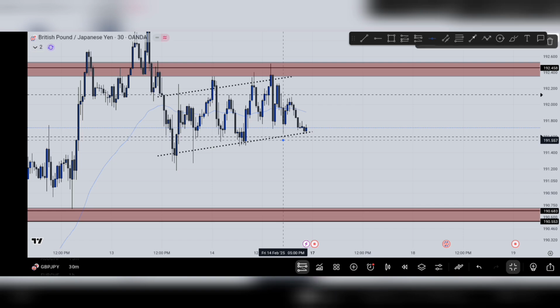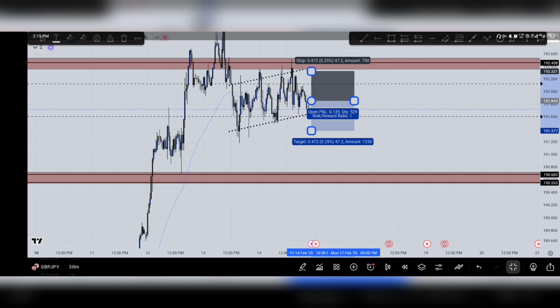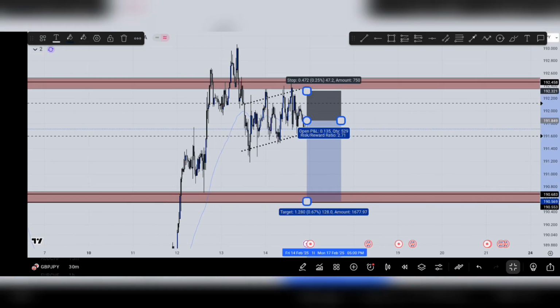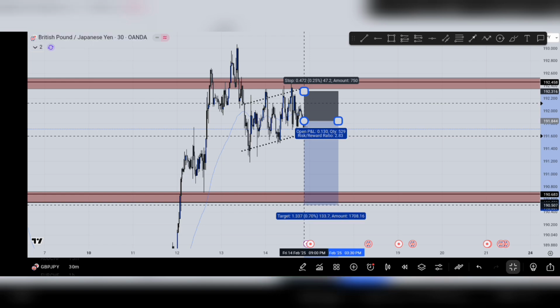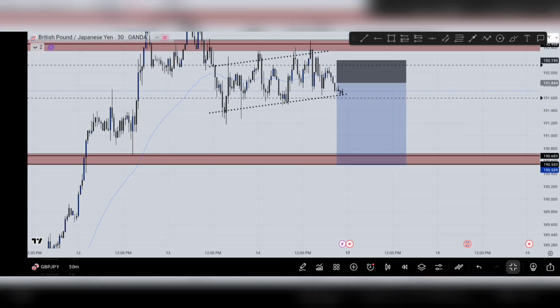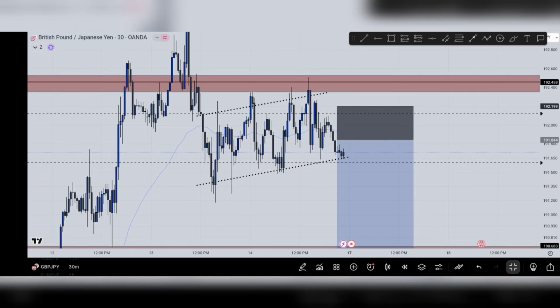So this way I'll take my entry. I'll be taking my entry from this point, down to this point, this strong support level. This way I'll be taking my entry from this point. It's around 130 pips, risking around 35 pips highest. Risking 35 pips to get 130 pips, which is a massive risk to reward.